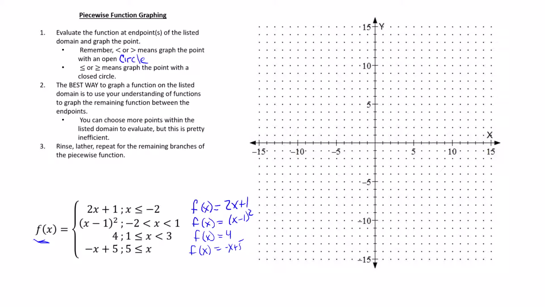But, and then here's the important part, the listed domain is going to be this part right here. So this tells us the domain that each of these little branches of the function exists on. So the first function exists whenever x is negative 2 or less. So it exists over here. The second function exists between negative 2 and 1. So that's where the second function is going to live. The third function is going to live between 1 and 3. And the fourth function is going to live from 5 off to infinity.